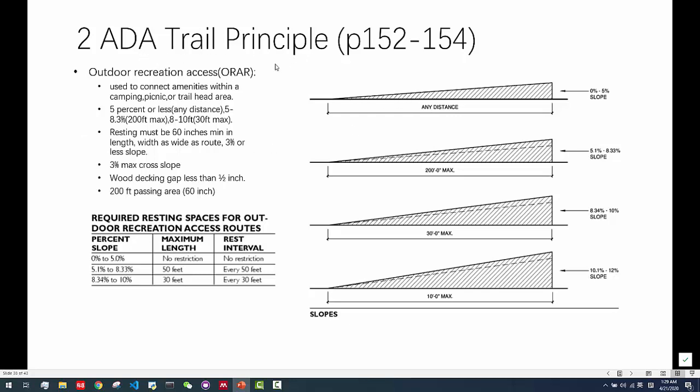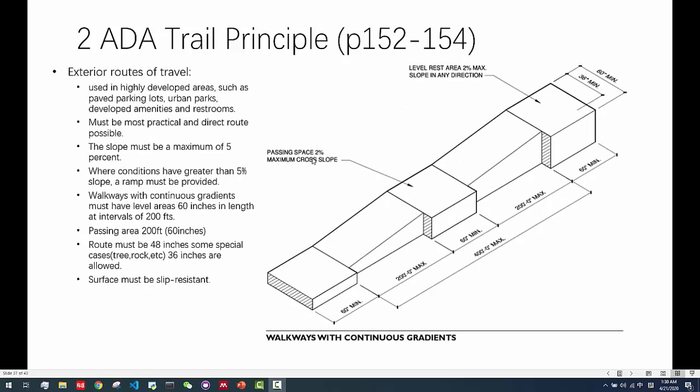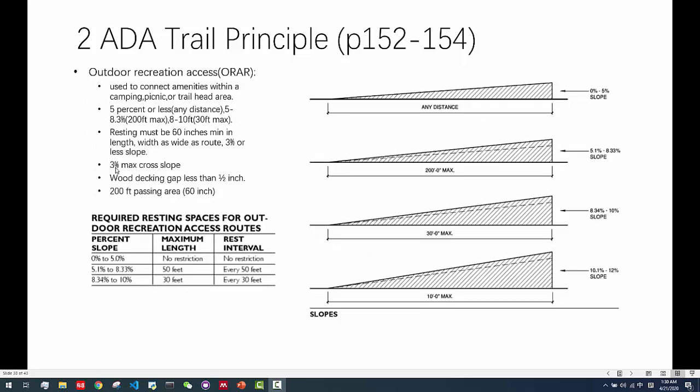Definitely, you want to comply with ADA 100%. When the path is connected to camping, picnic, or trailhead areas, we talk about 5%. Resting area 60 inch. 3% max cross slope. Here it says 2%, but this is 3%.